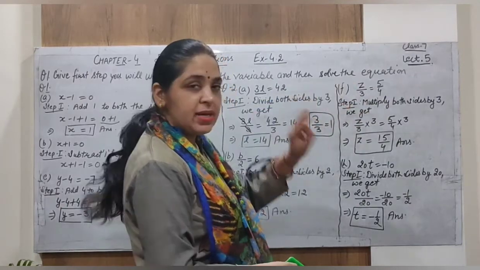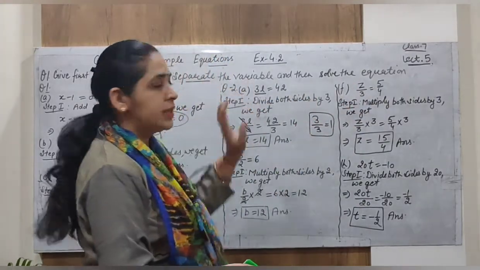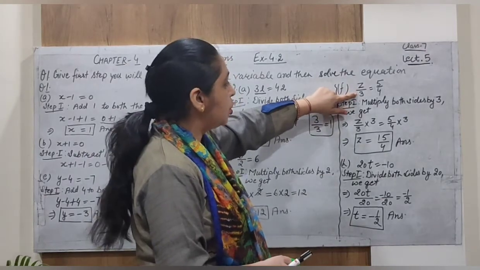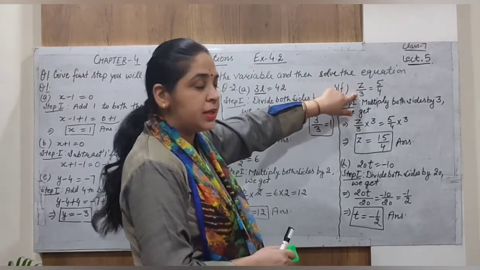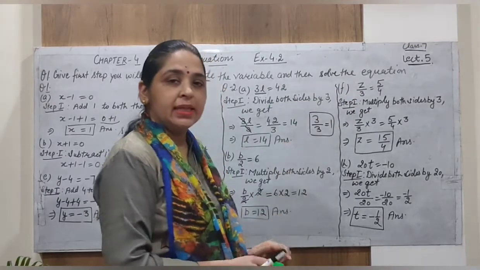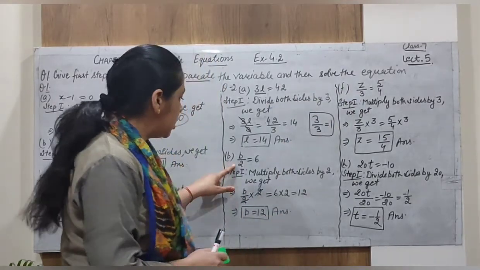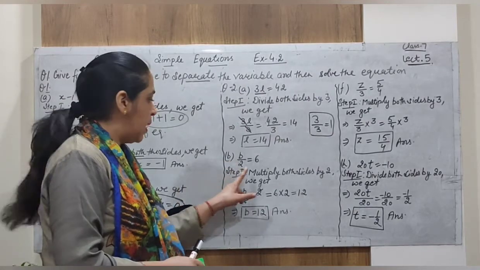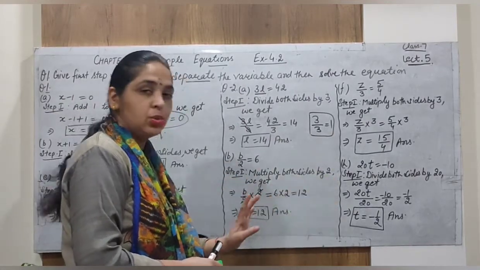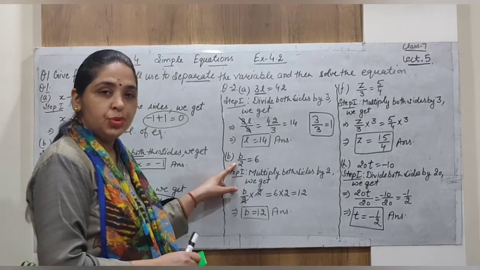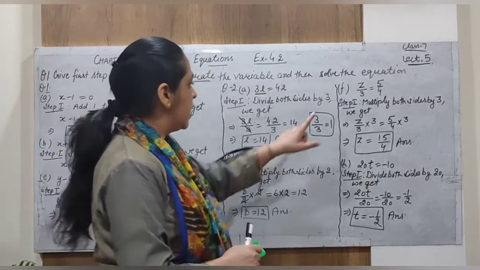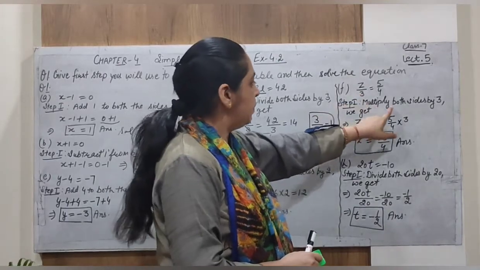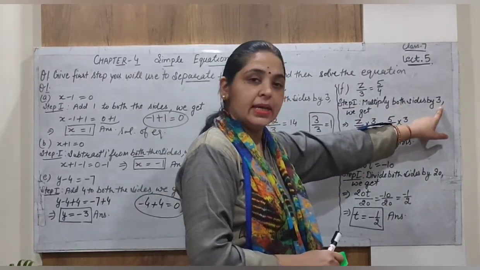Alright, our first step is to separate the variable. How do we separate the variable? We want to remove 3 from the denominator. Now 3 is present in division form. As here 2 was present in division form, what did we do in the first step? Multiply both sides by 2. Only then can we remove 2 from the denominator. Similarly, here we want to remove the 3. So multiply both sides by 3.